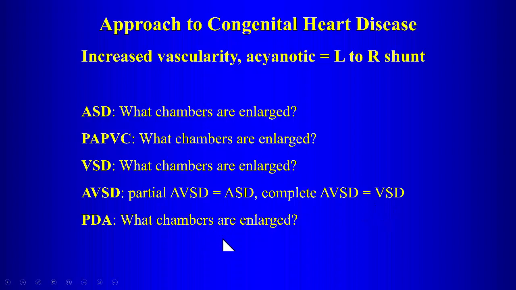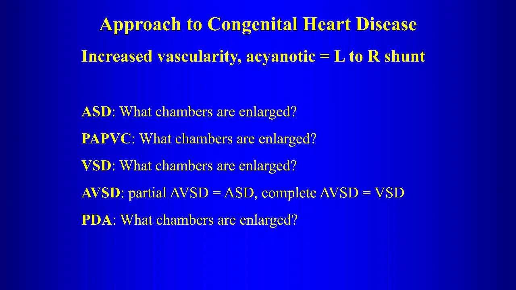PDA, what chambers are enlarged with a PDA? Left atrium and ventricle. Yes, so PDA gives you left-sided enlargement, left atrium and left ventricle. So a nice way to think of this is atrial septal defect gives you isolated right heart enlargement, PDA gives you left-sided enlargement, and VSD gives you biventricular and left atrial enlargement.